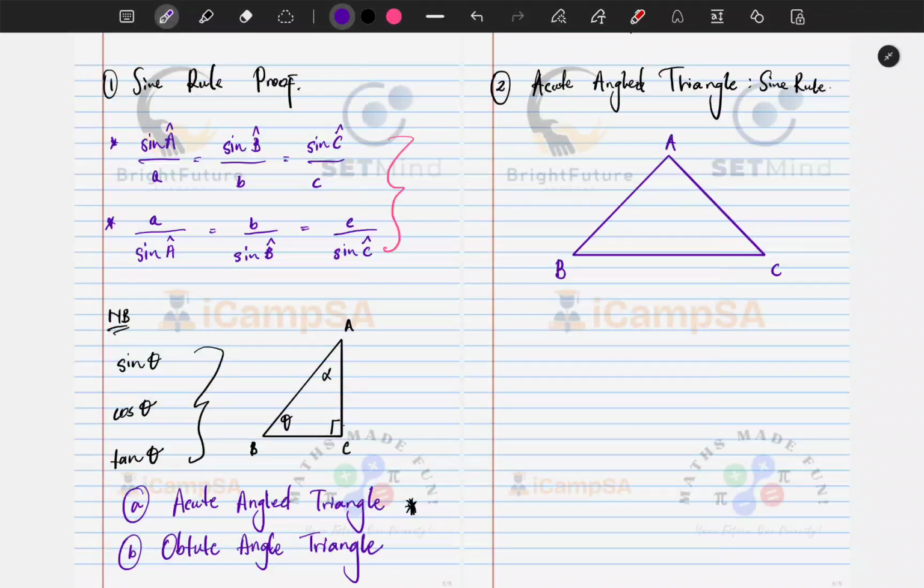The way we name sides should be relative to angles. So for example, this entire side, because it's opposite to point A, is going to be side A. And then this is going to be side B, and this is going to be side C. So this is how we name the sides of the triangle.